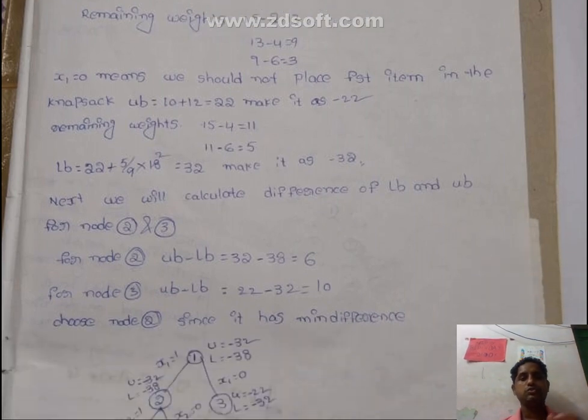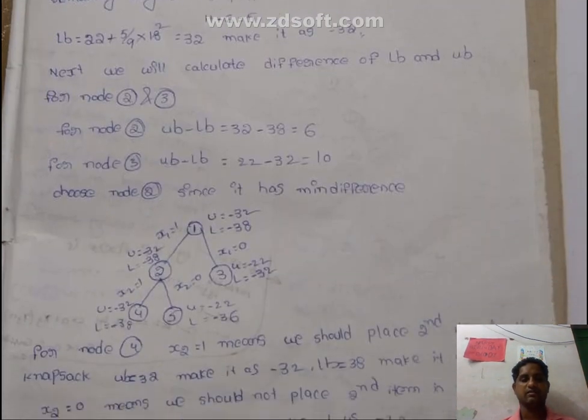Now choose node 2 since it has the minimum difference. The minimum difference is at node 2, that equals 32 minus 22, which is 10. Here the negative sign is not assigned, so choose node 2 since it has the minimum difference. So for node 2 we get x1 equal to 1, x2 equal to 1, x3 equal to 0.